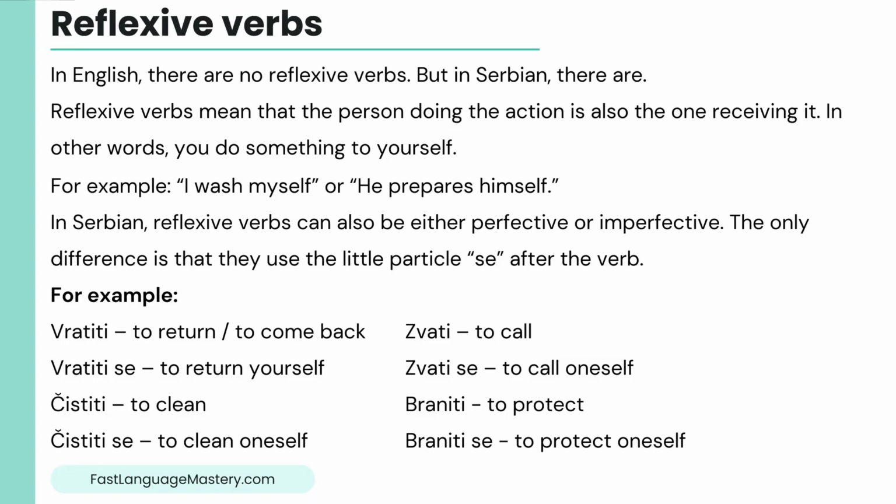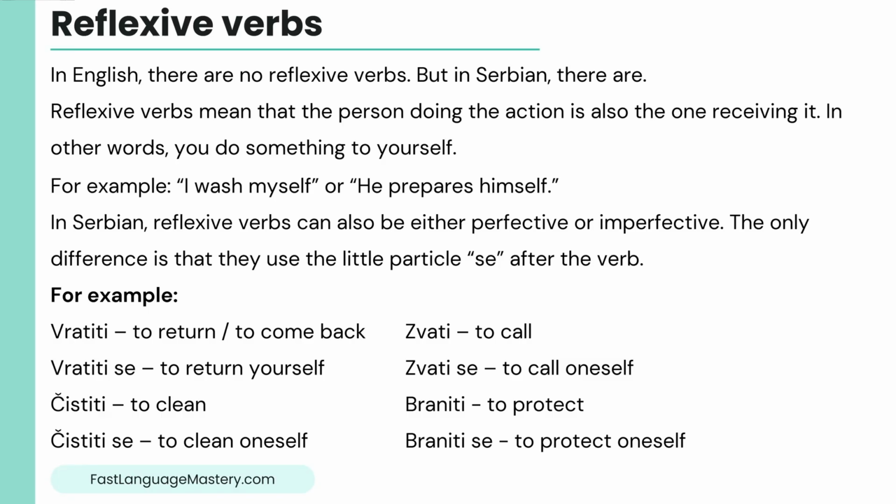For example, I wash myself. You can say I wash or I wash myself. In Serbian, I wash myself will be a different form of a verb; without the verb we don't add myself. We can, but it's not necessary. But we use something slightly different: we add a particle. I will show it below. Or we can say he prepares or he prepares himself. It will also be a reflexive verb.